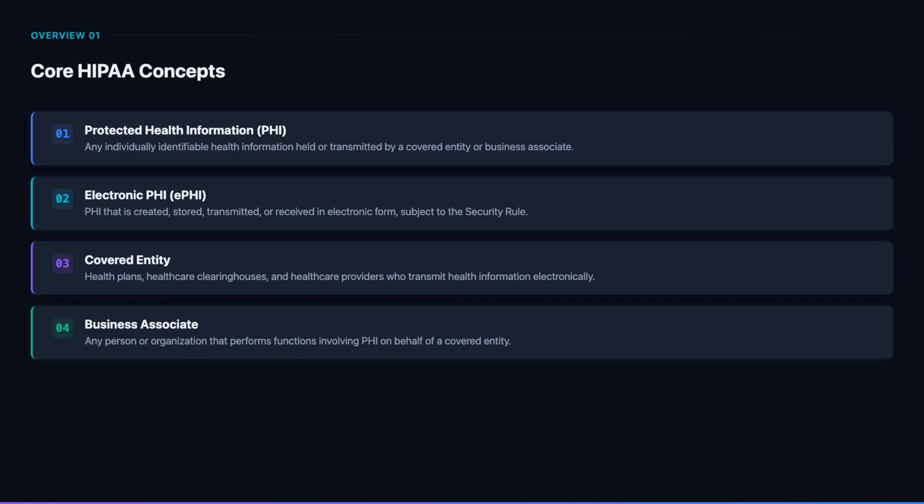A business associate is any person or organization that creates, receives, maintains, or transmits PHI on behalf of a covered entity. This includes IT vendors, billing companies, cloud providers, and consultants. Business associates must sign agreements and comply with HIPAA independently.